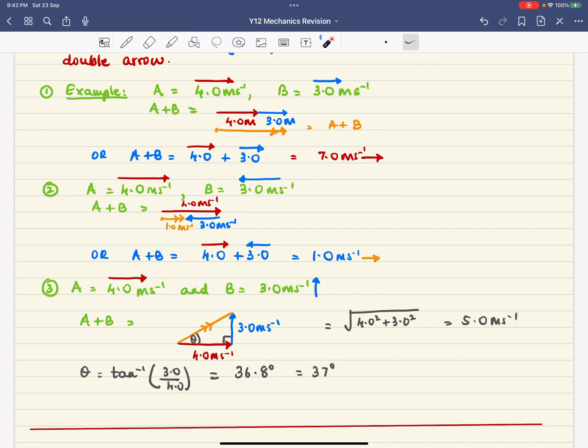Often, when you have vectors, you also need the direction. So the direction is, which I teach my students, it's where the tails meet. Okay, so it's that angle. So one way of finding that angle is tan inverse of 3 over 4, and you get about 37 degrees.